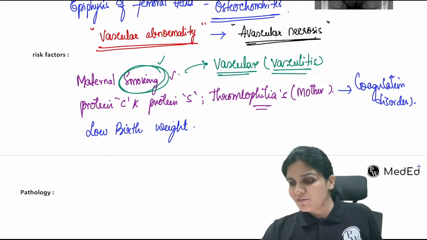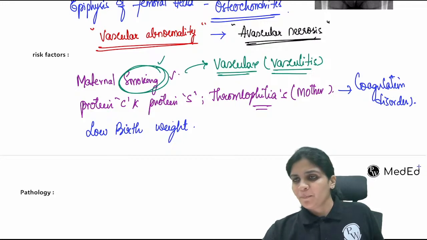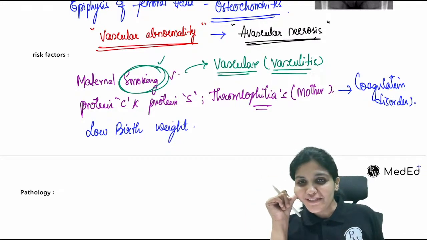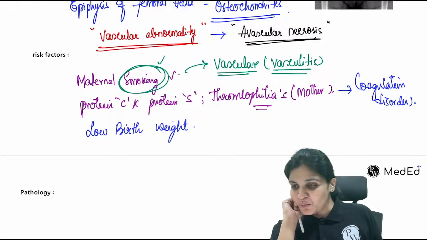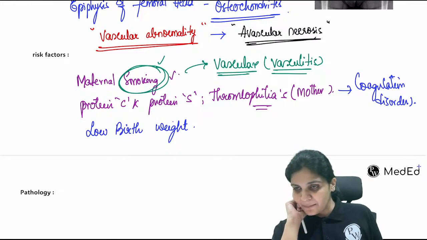Also smoke. I think you have to ask the OBG. Dr. Oshika will be the better person to answer this. Smoking is protective for preeclampsia.